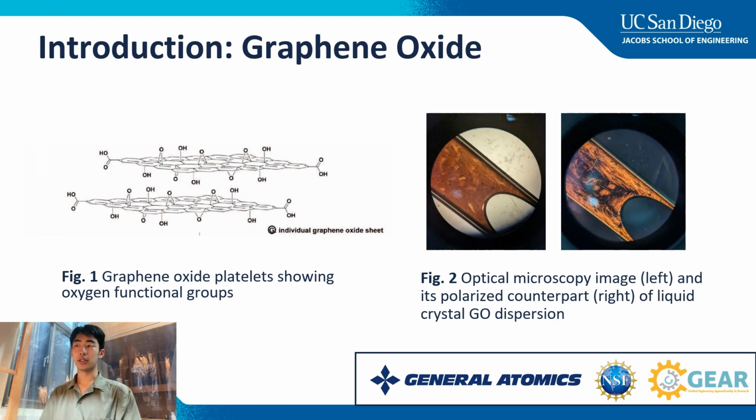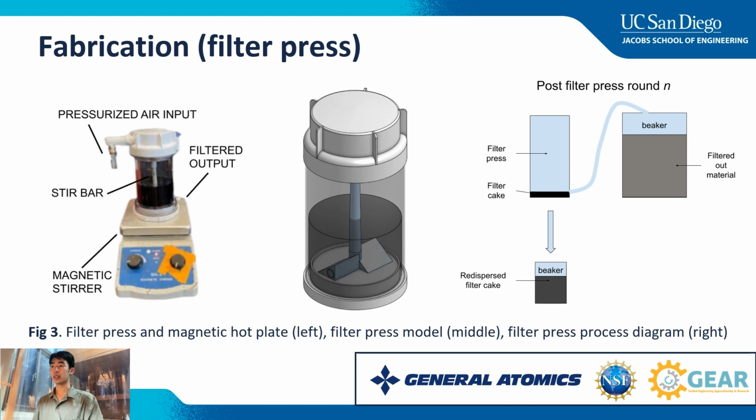So I began with a diluted 10 mg per milliliter precursor solution with dispersed graphene oxide flakes and centrifuged at 500 Gs to remove aggregated particles. I then filter pressed my dispersion multiple times to thoroughly filter out ionic impurities.